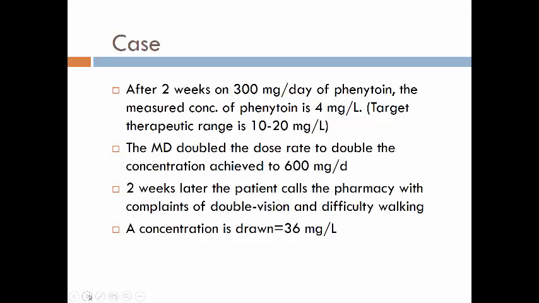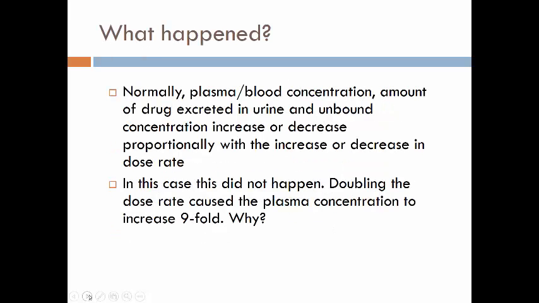So 2 weeks later, the patient calls the pharmacy with complaints of double vision and difficulty walking. If you have studied phenytoin, you'll know then that these are common dose-related side effects with phenytoin. So the physician said, hold the phenytoin and let's go see what your level is. Had a concentration drawn, and then rather than it being 8 milligrams per liter as they predicted by doubling the dose rate, it was 36 milligrams per liter. Yikes. What could have caused this?